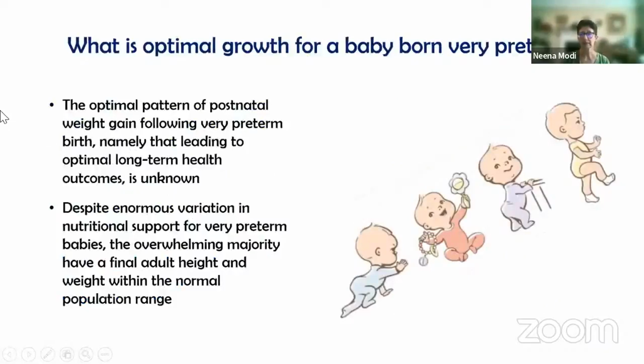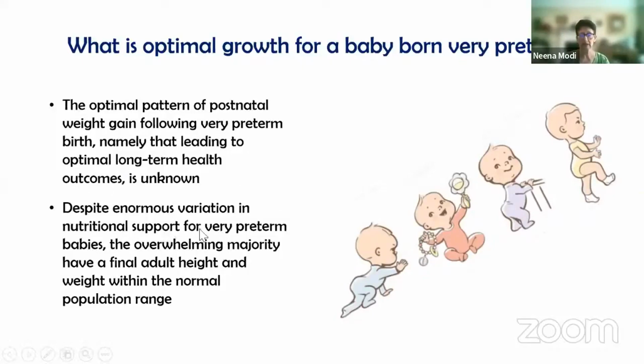So to summarize, what is optimal weight gain for a baby born very preterm? Well, we just don't know. And I would say to the younger members of the audience, if your teacher tells you this is optimum weight gain, challenge them, because I'm afraid we just don't know.